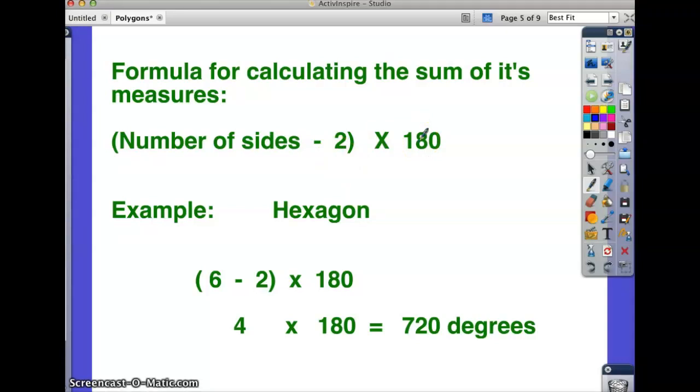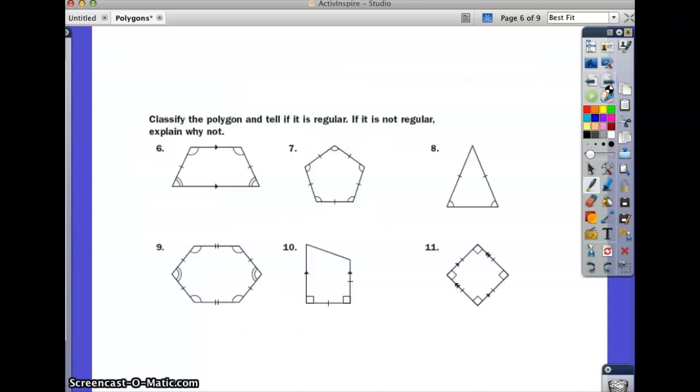For instance, a hexagon has 6 sides. Subtract 2 from that gives you 4, times 180 gives you 720 degrees. So if you add up all the angles of a hexagon, it has to equal 720 degrees. We're going to classify these polygons and tell if it is regular or irregular. If it's not regular, explain why not.